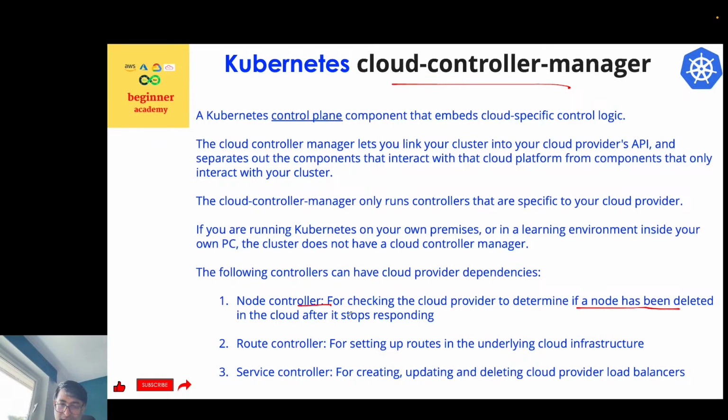As I explained earlier, the cloud control manager: if anything happens, if a node has been deleted, then it is the responsibility of the cloud control manager to get a new node. Okay, the route controller, setting up of the routes, how exactly egress or ingress has to happen, will be maintained by this. The service controller is for creating and updating our load balancer, as I explained earlier, right? So if you want a load balancer, then in the service you will mention type equals LoadBalancer. Then at that time this particular component will come into the picture.